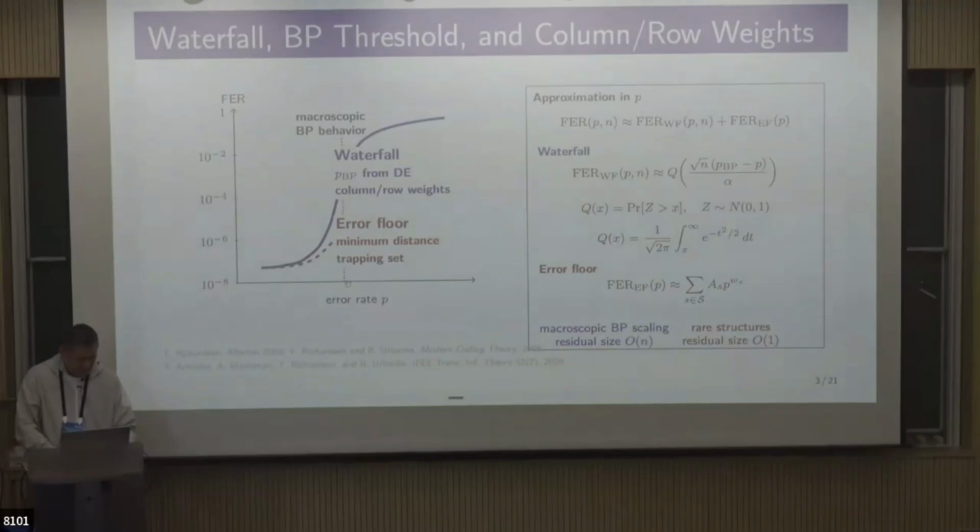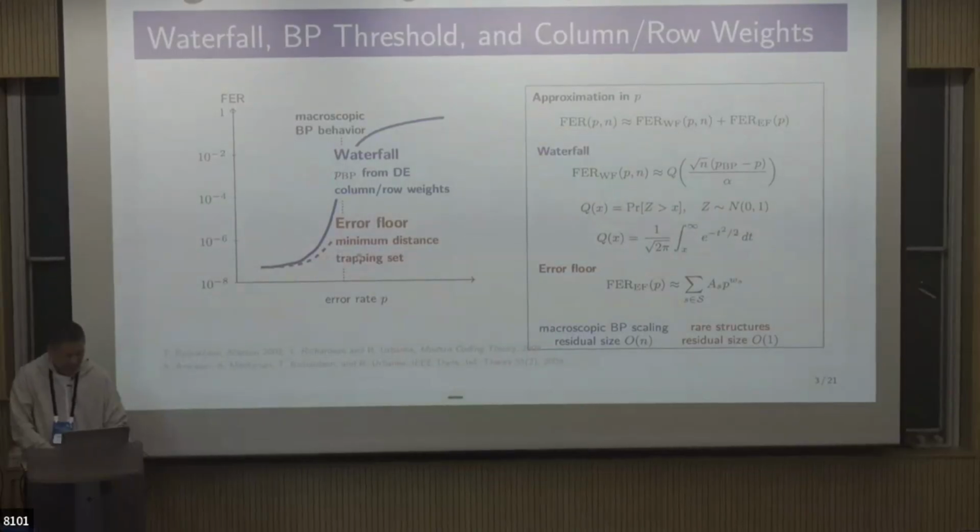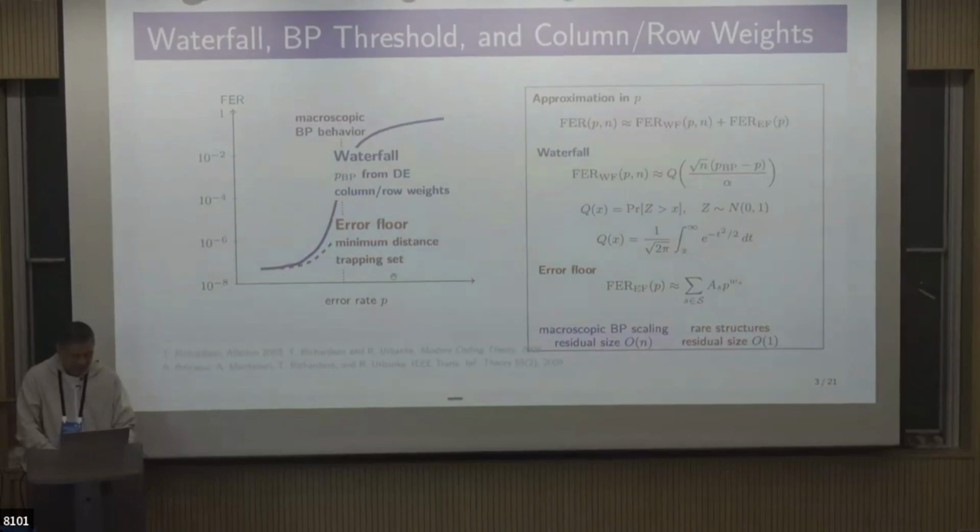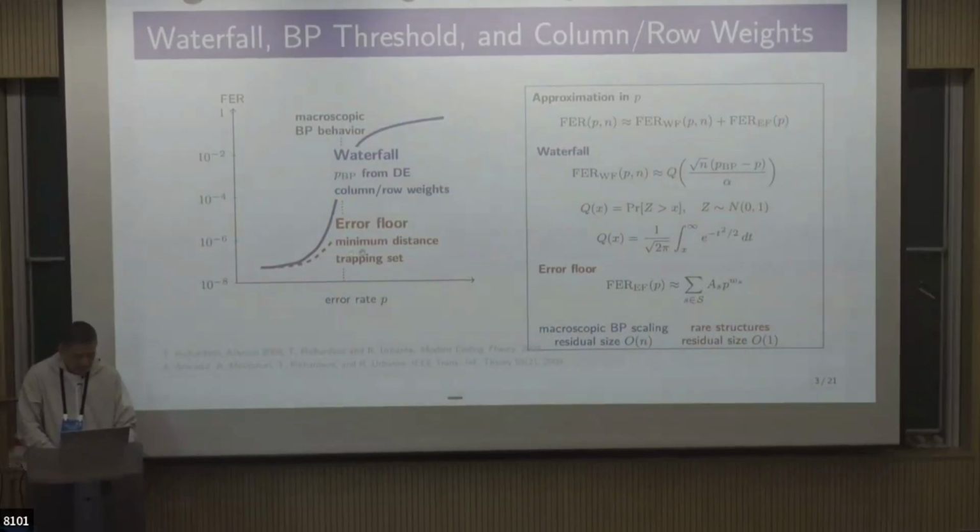Distance, girth, and trapping sets mainly control the error floor. The error floor is mainly dominated by harmful small structures of the Tanner graph, called trapping sets, and of course by the minimum distance. So this separation is one reason classical LDPC code design is powerful. Different knobs control different parts of the performance curve.